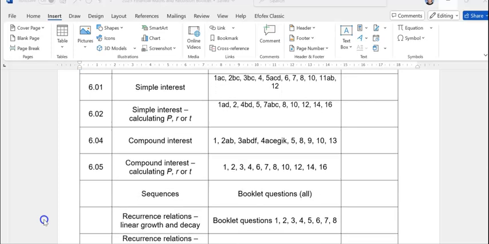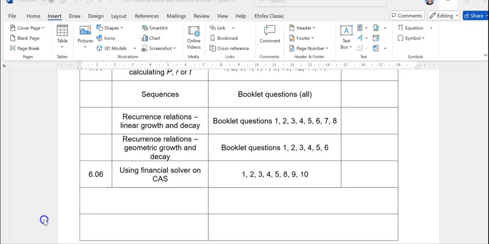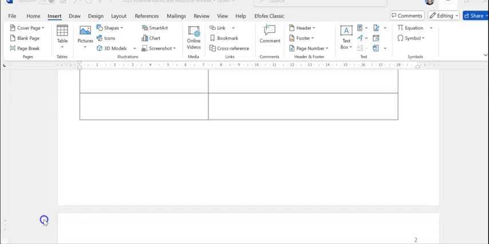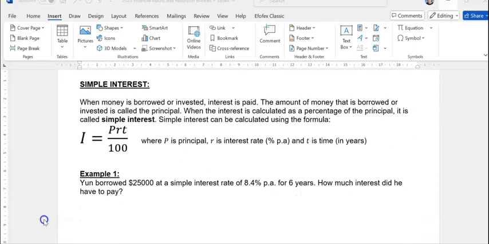So the exercises in this topic are not in your textbook, so all the exercises have been printed into the booklet, so you'll be just using your booklet for this topic. So we're starting today with simple interest, and you'll see there in your booklet on the first page that there is a new formula that you need to learn.